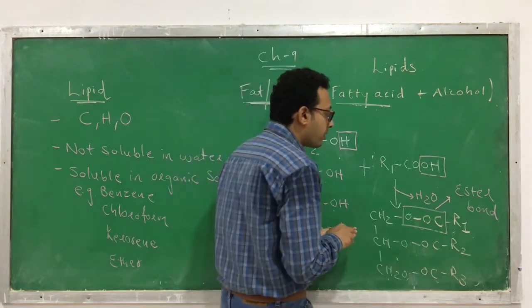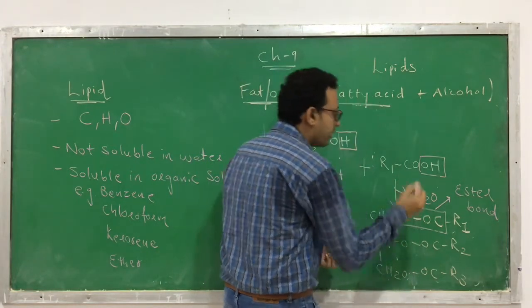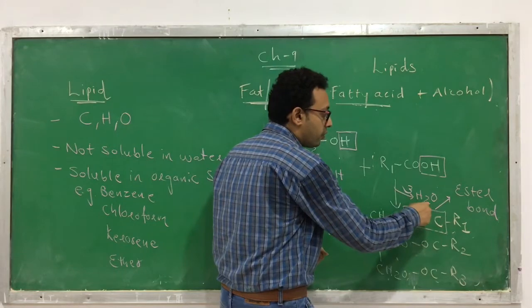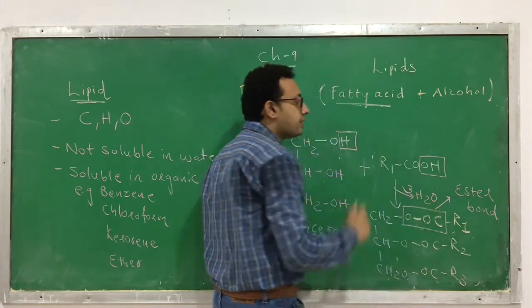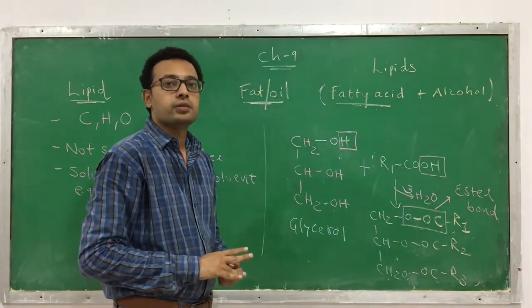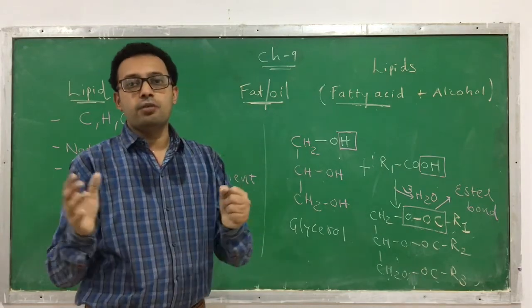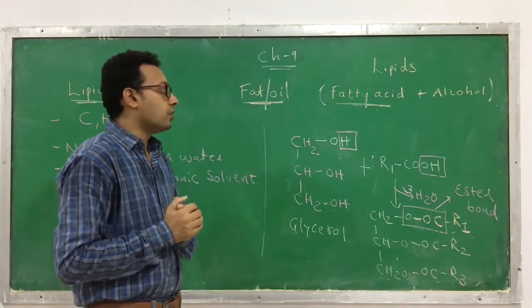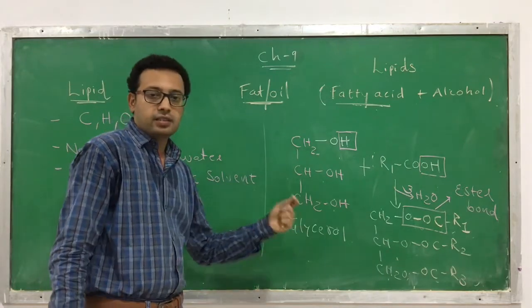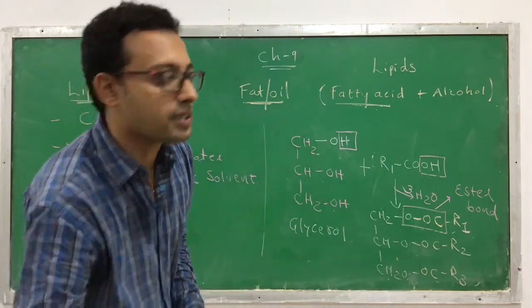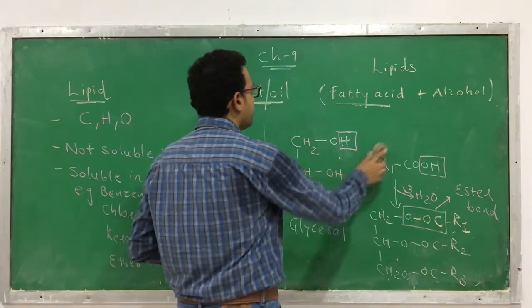So how many water molecules are removed here? Three water molecules are removed. For one fatty acid, one water molecule is removed, so for three fatty acids, three water molecules get removed. That is about the bond formation between the fatty acid and alcohol. This type of lipid is called a simple type of lipid.